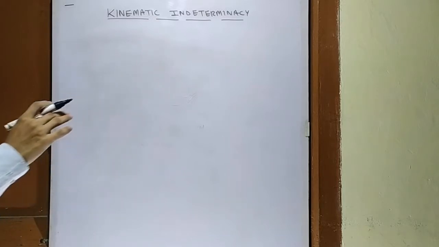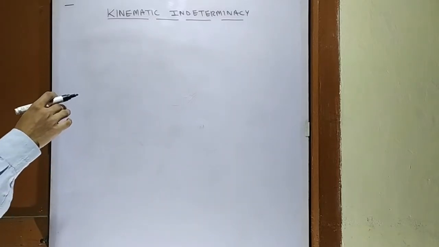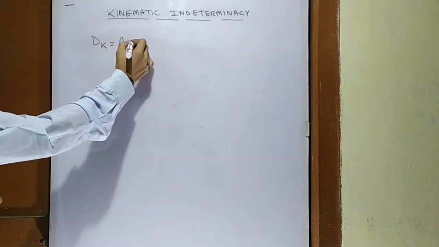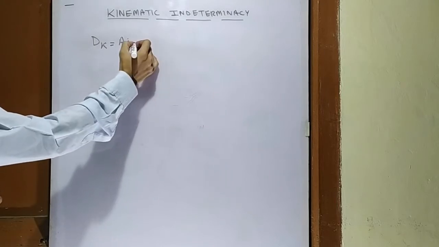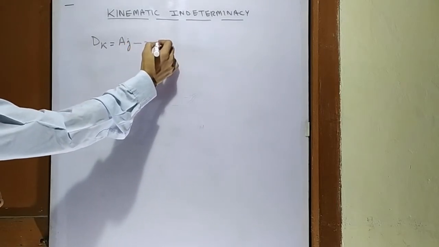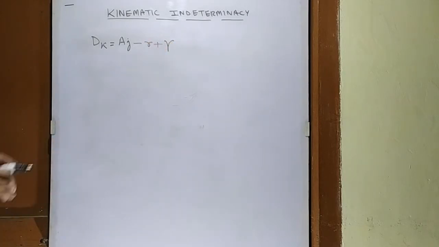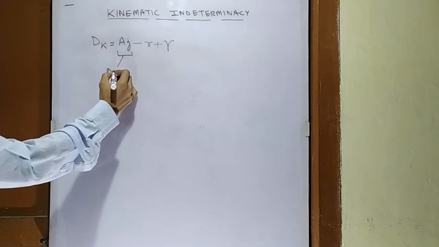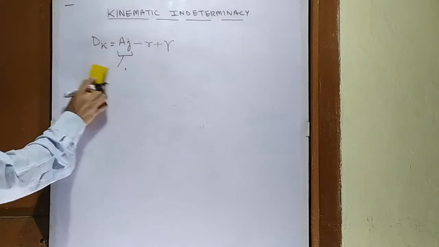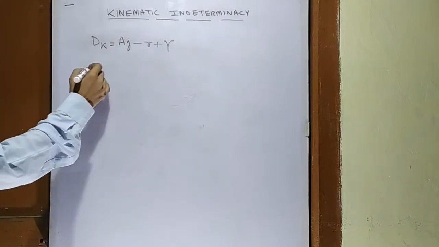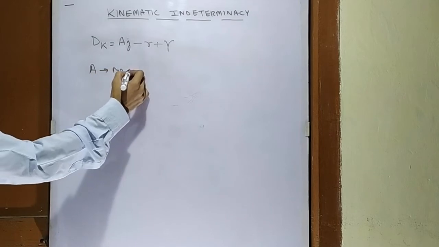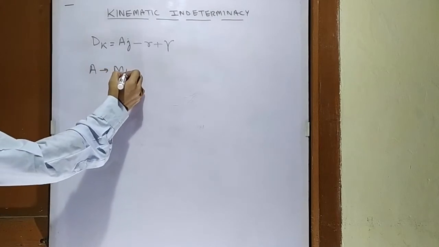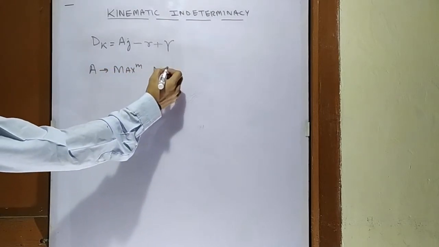So we will discuss a very simple formula which can be used for every type of structure for finding the degree of kinematic indeterminacy. The formula is like this: dk is equal to aj minus r plus gamma. Okay, as we have discussed, what is aj? Let me first tell you what is a. So a is the number of maximum degree of freedom. You can just write it as maximum DOF.